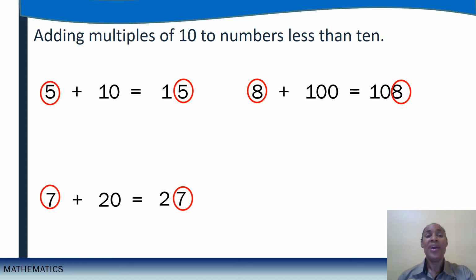Great! Boys and girls, if you said the remaining digits in the tens and hundreds place in the answer are the same as the digits in the tens place in the multiples of 10 being added, that is correct. There we have it. Boys and girls, this information makes it easy for us to add multiples of 10 to numbers less than 10. We will try a few as we go along.